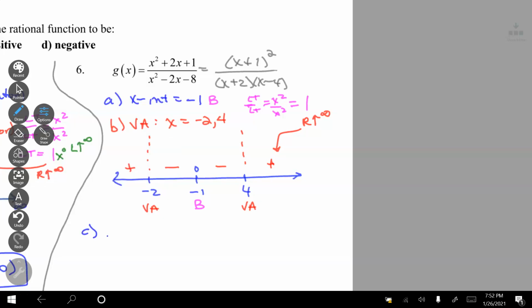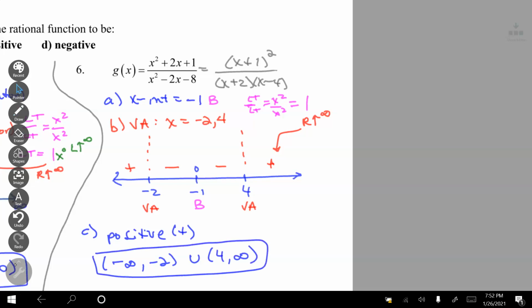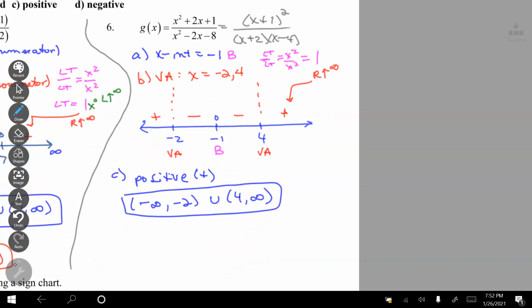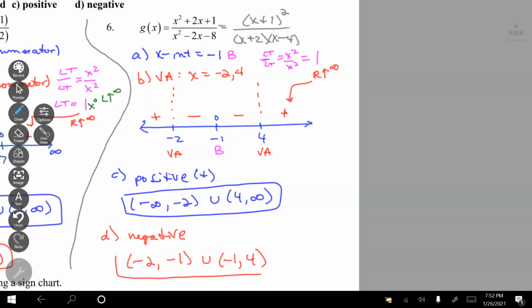Part C is when it's positive, so I want to know where the plus signs are, and the plus signs are located from negative infinity to -2, union 4 to infinity. And then finally, where is it negative? That's the minus signs, -2 to -1, union -1 to 4. I know they seem connected, they're not. There's 0 in the middle. That's not where things are negative.